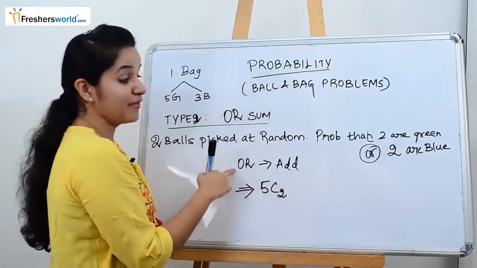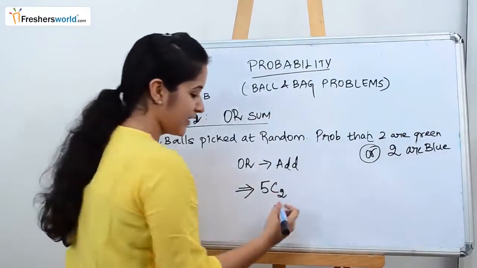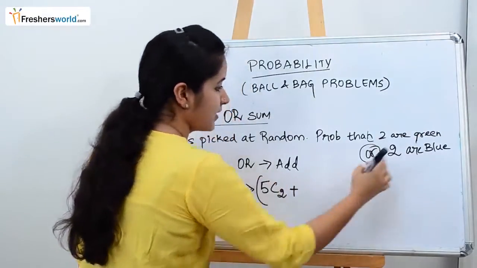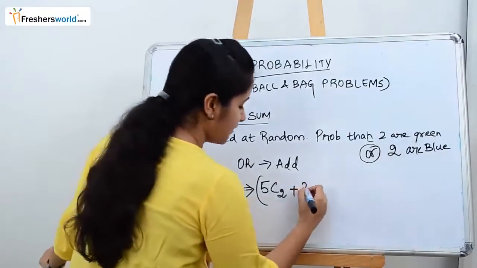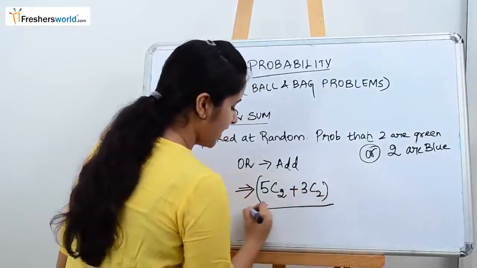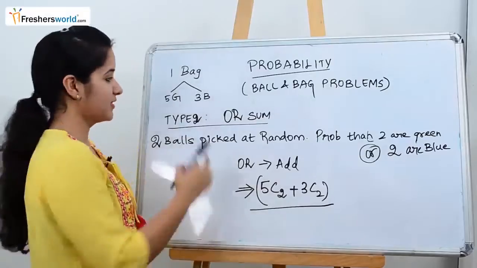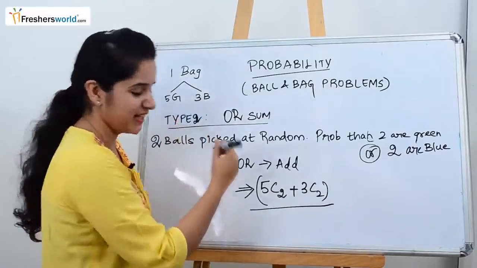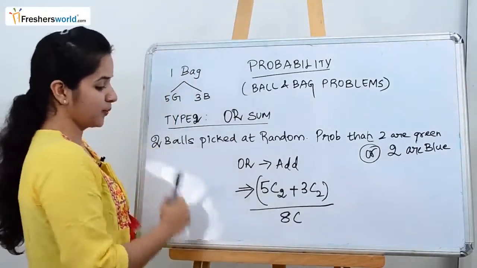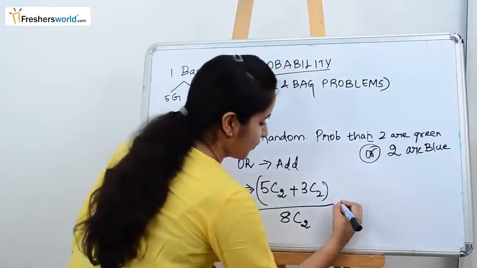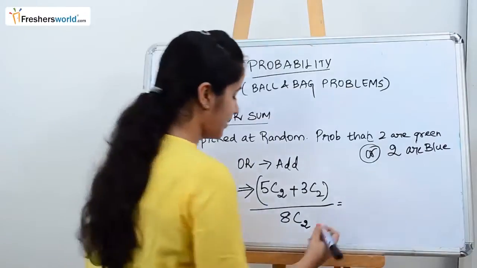5C2. So you have OR here, so what do you do? You add. 2 are blue out of 3 blue balls, so 3C2, divided by, what is the total number of balls? 5 plus 3, which is 8. See, how many balls you have to choose? 2. 8C2. Let's just simplify it.